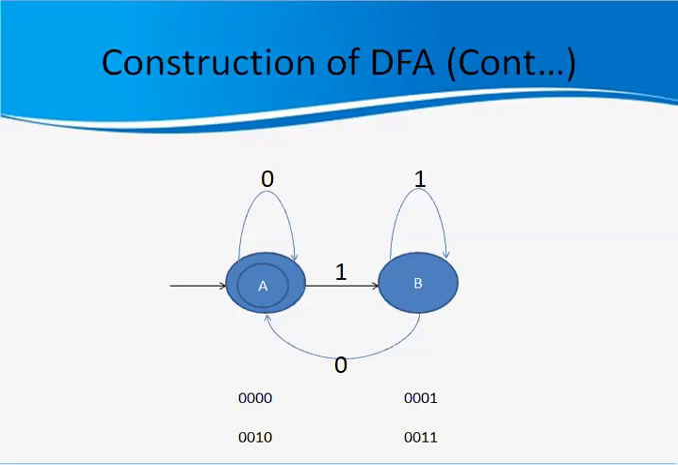Now we will check for the fourth input string, that is 0011. So from state A, on input 0, our next state will be A. On input 0, our next state will be A. On input 1, our next state will be B. On input 1, our next state will be B. And B is a non-final state. So it will be rejected.